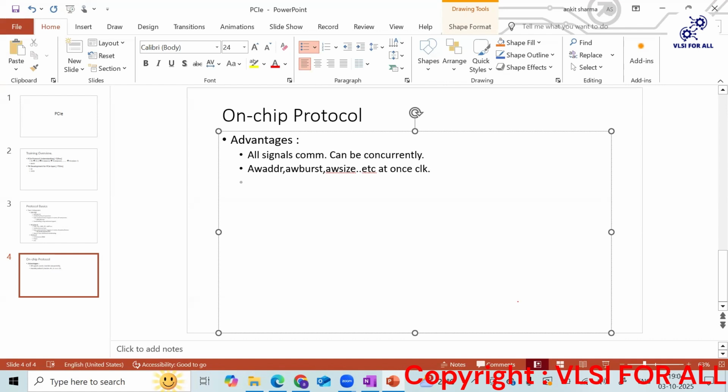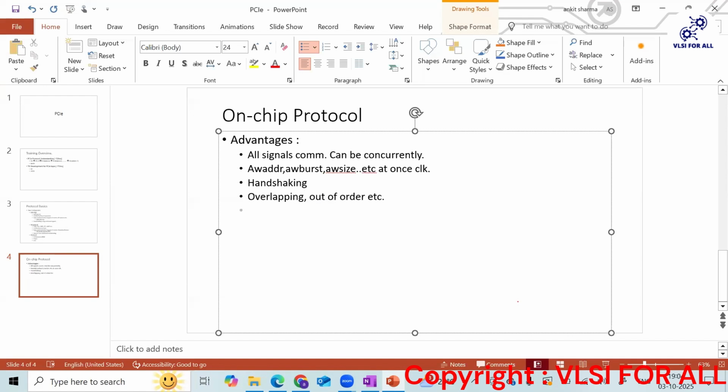One more advantage is that we are having handshaking. And one more advantage is that it supports multiple types of transfer, such as overlapping and out-of-order transfers.